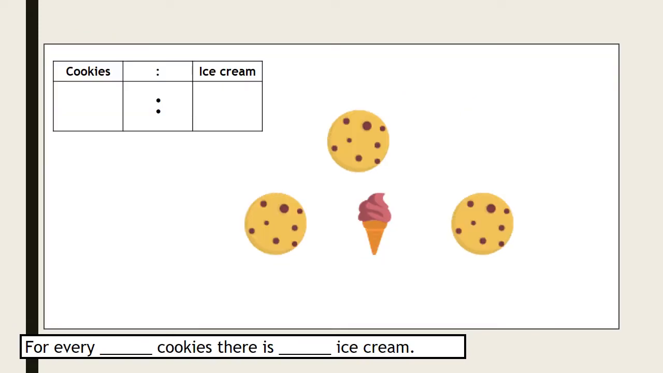Now let's look at the ratio of the cookies to the ice cream. How would you complete the sentence shown at the bottom of the screen? For every blank cookies, there is blank ice cream. Brilliant. For every 3 cookies, there is 1 ice cream. That could be written like this, 3 to 1. The colon in the middle between the 2 numbers represents the word to. So 3 to 1. Instead of writing the word to, we just write our colon.